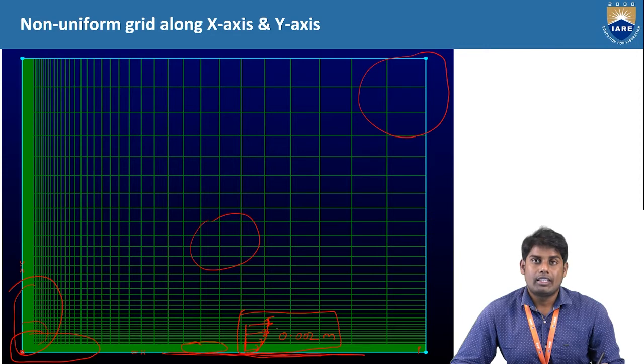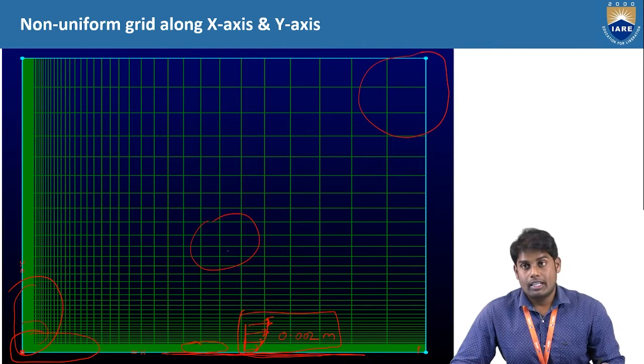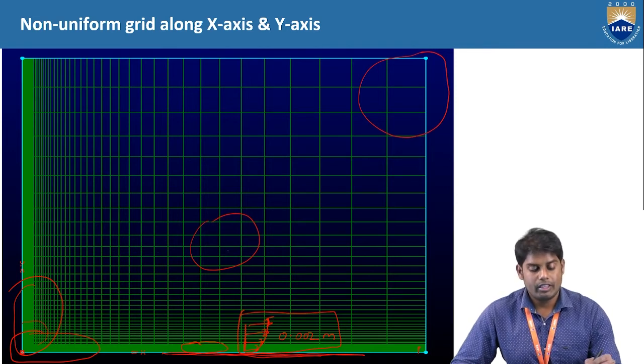Okay, so that is the reason why you will actually vary the spacing between the grids, and there are some regions where the spacing between the grid points will not be that considerable. So here you can see the spacing is very large.